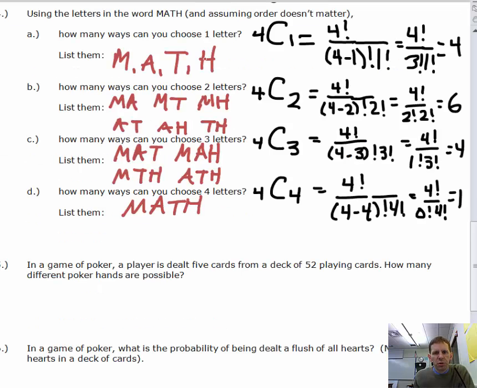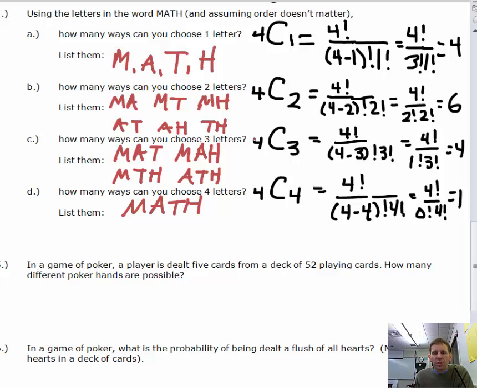So in part A, if we're choosing one letter out of 4, we would do 4C1. You can work out the formula, you would get 4, and that just means it'd be one of each of these letters. If you're choosing 2-letter combinations, 4 choose 2, we know that's equal to 6, and examples would be like MA, MT, MH, AT, AH, and TH. If you put HT instead of TH, that's fine. You remember, just list it once.